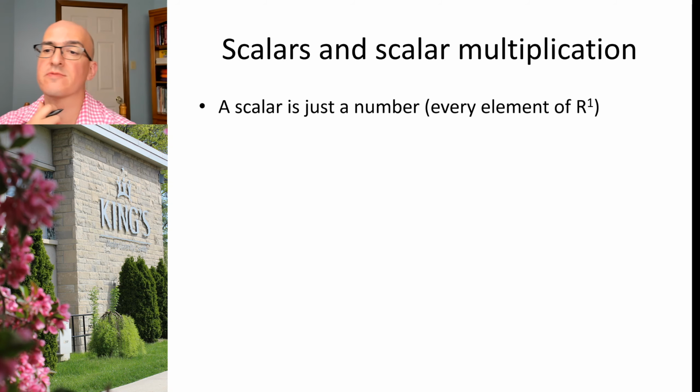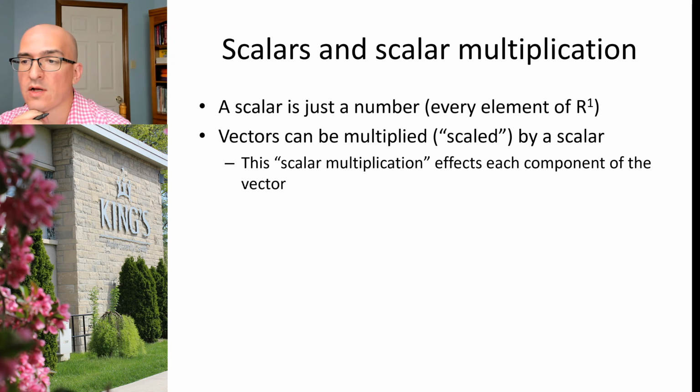So multiplication first. A scalar is the word that we're going to start using for numbers. So a scalar is anything on that number line, anything in R1. So pi, 3, negative 1/2, those are all scalars. 0 is also a scalar, by the way. This scalar multiplication, or multiplication of a vector by a number, is a multiplication that is performed on each component of the vector by that number. So you're just doing regular multiplication multiple times.